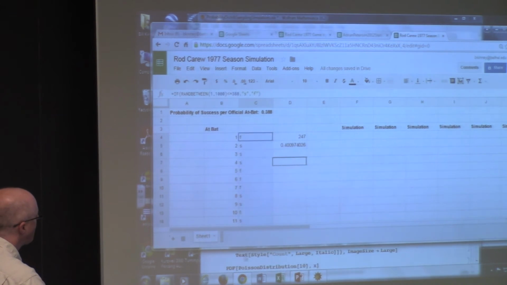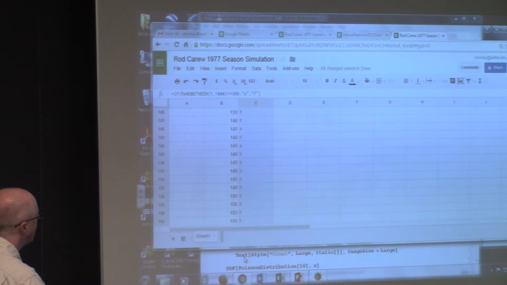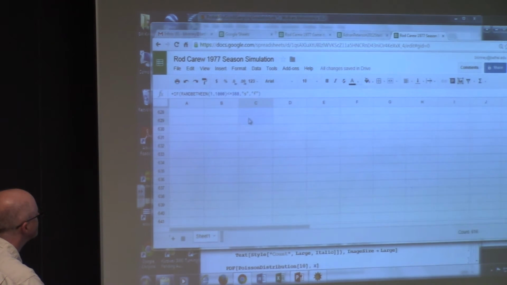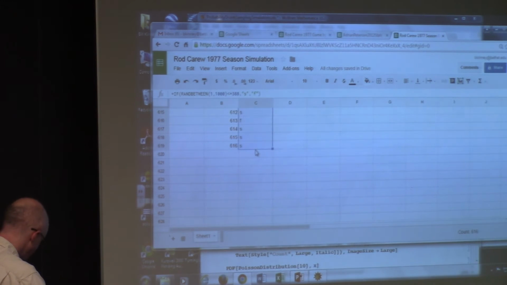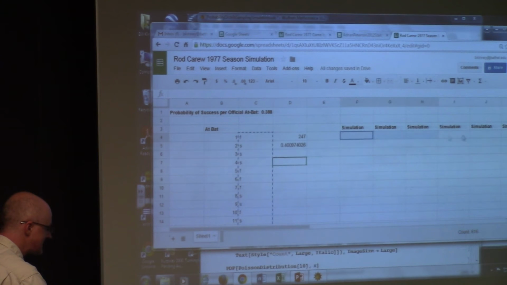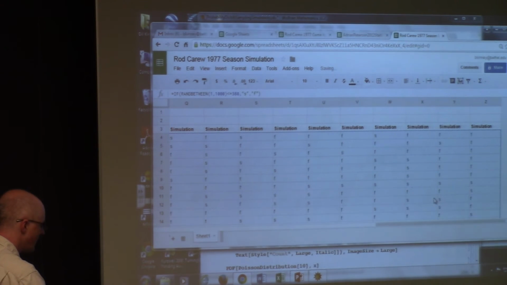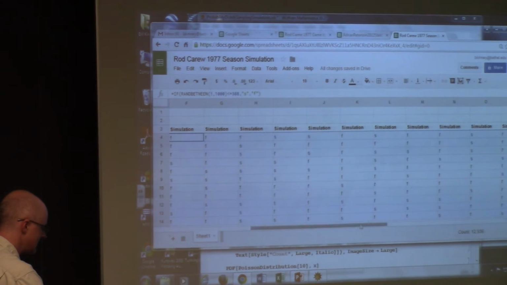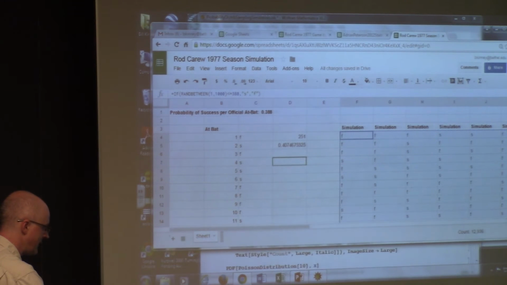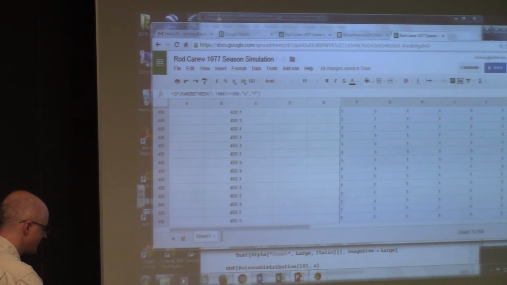Take this stuff, copy and paste this entire column of the S's and F's that have the equals IFs in them. Whoa, went too far. Copy and paste that over into these columns, column F through column Z. We've now got 20 simulated seasons. Go down to the bottom, and in each one let's calculate his batting average.